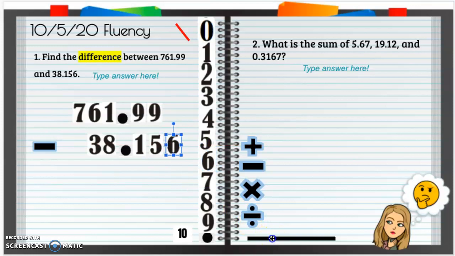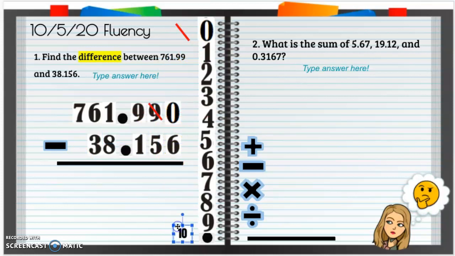All right, so now we have our problem here. I'm actually going to extend our line so that we can get it. There we go. All right, so we're going to start subtracting. You can put placeholder zeros, especially in the upper number. So can we do 0 minus 6? No, so we need to borrow from this 9. So that 9 will become a 10.